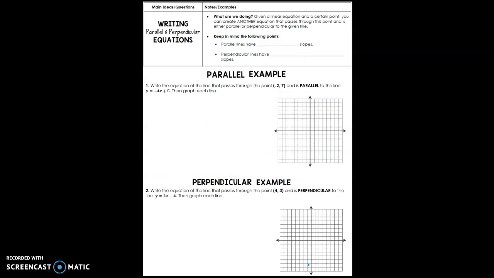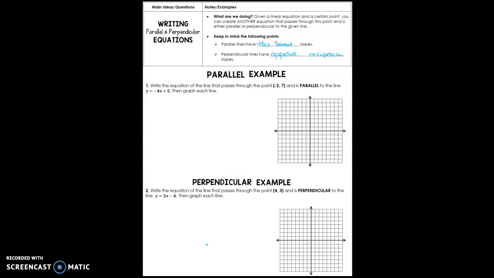All right, so now what we want to do is take an equation of a line and write a parallel line to it and a perpendicular line to it. So we're given a linear equation and a certain point, and you can create another equation that passes through this point, and it is either going to be parallel or perpendicular to the given line. So parallel lines, again, these have the same slopes. Perpendicular lines, or did I say perpendicular? Parallel lines have the same slopes. Perpendicular lines have opposite reciprocal slopes.